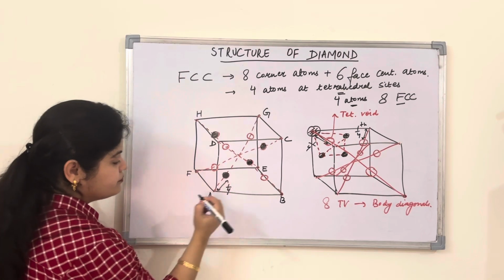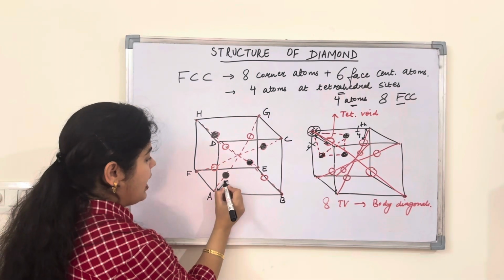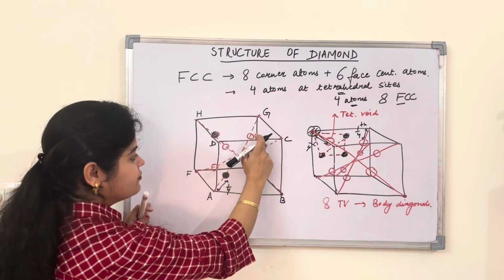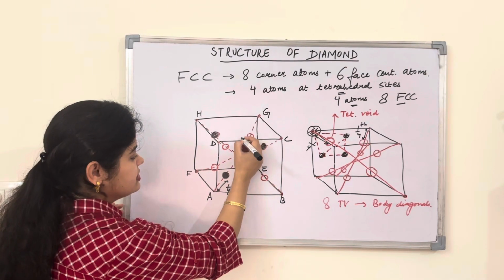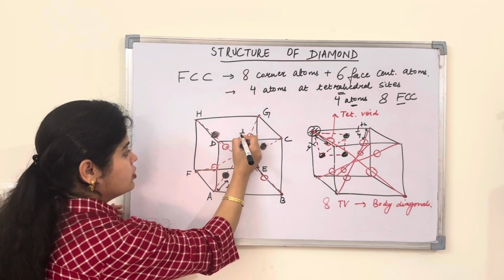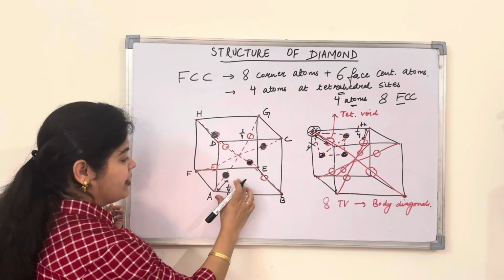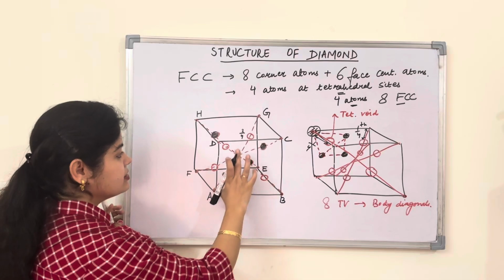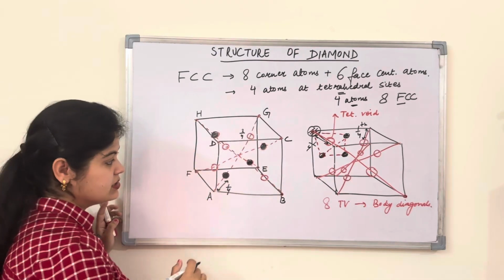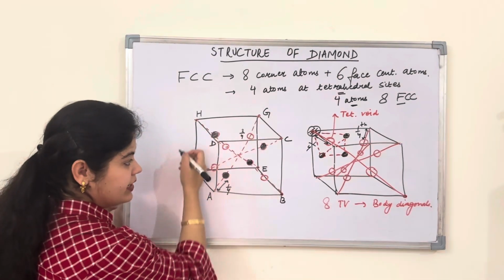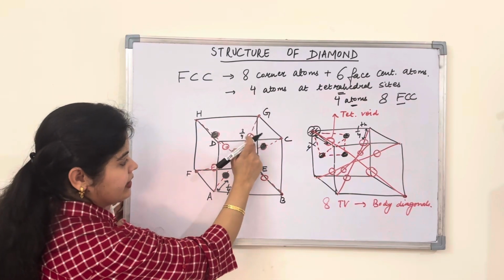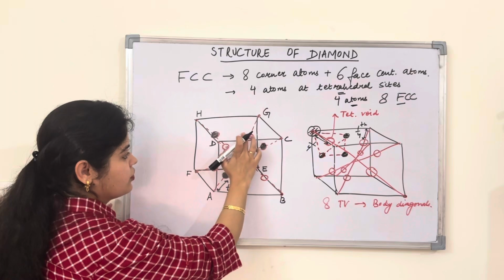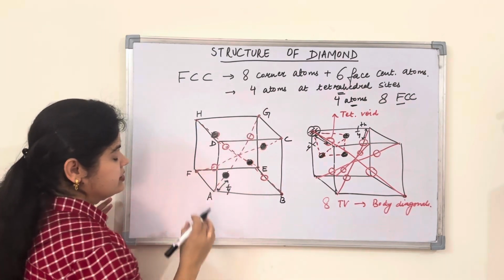1/4 and the distance of this void from A is 3/4. So this distance is 3/4. So this is located at 1/4 and this is located at the 3/4 distance. And this is true for all the tetrahedral atoms. So here there is no atom. So I don't want to label this one.